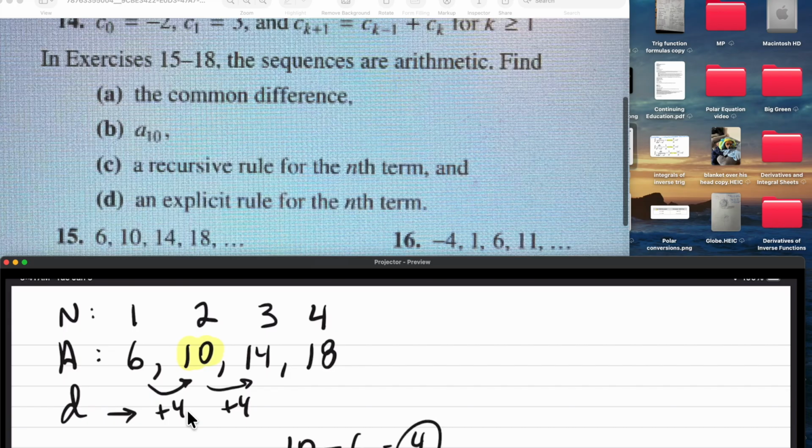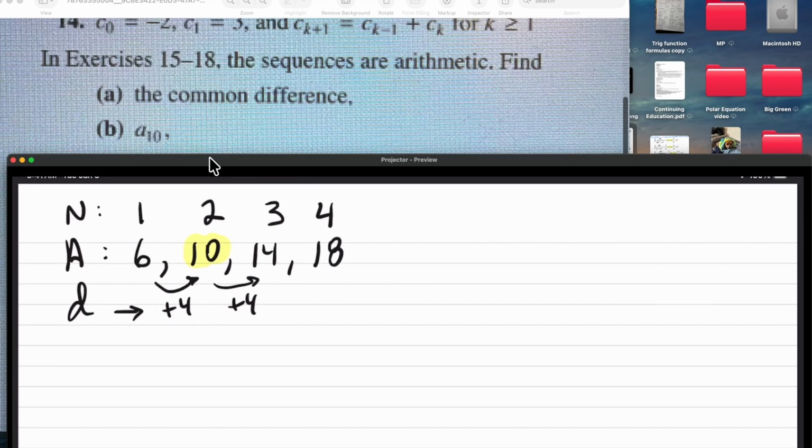It's like saying there are two brothers, one is 11 years old and one is 16. What's the age difference between them? Well, you take the right and you subtract the left. You take the older and you subtract the younger, and you would get 5 years. Okay, so that's part A. We have a D value of plus 4. Now they want the value at a sub 10.